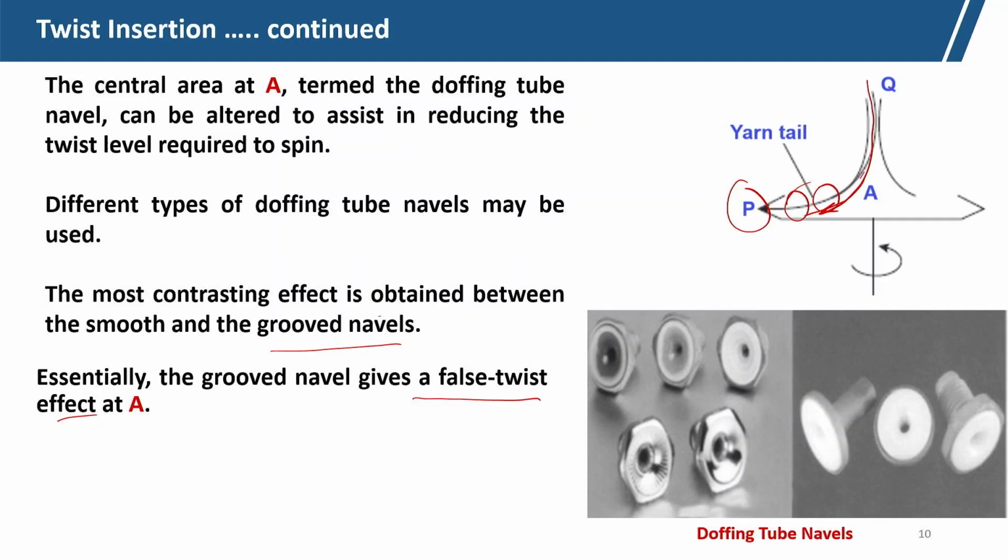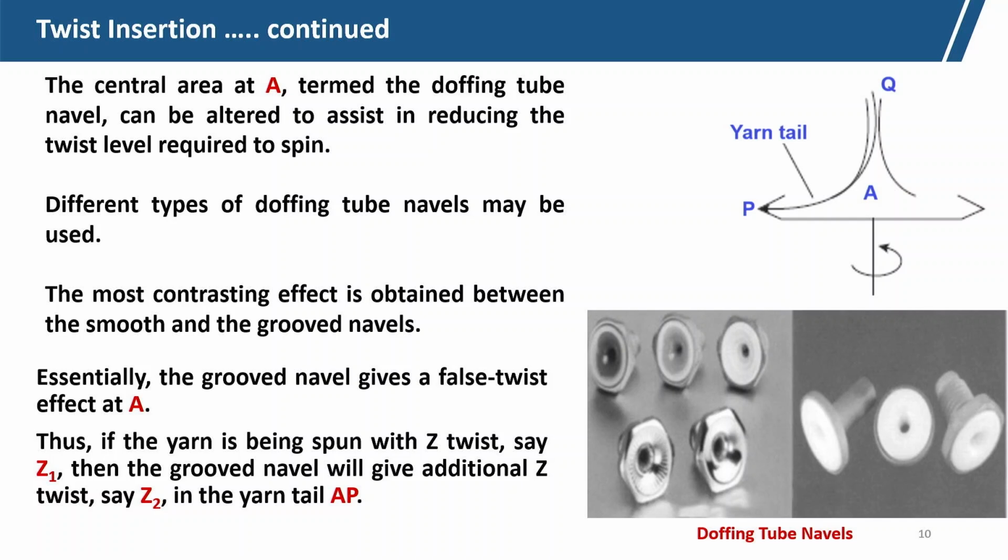But at the same time, if we use the grooved and smooth navel, what will the grooved navel do? The grooved navel will impart false twist at A. That means if we give false twist at A, there will be larger twist between P and A and relatively lower twist between Q and A. So, with a lower amount of yarn twist, we can impart more twisting torque between P and A by using the grooved navel. So, that is how false twist is imparted.